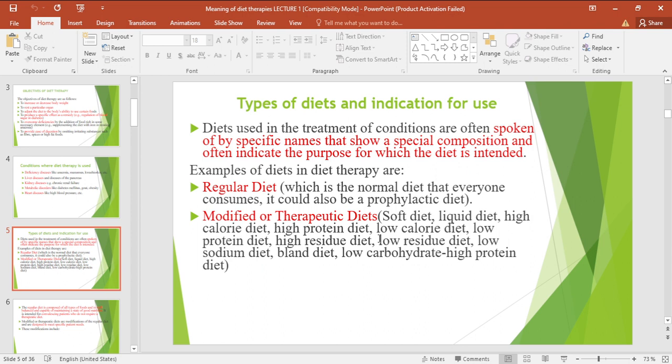And then we have the modified or therapeutic diets. These include the soft diet, the liquid diet, the high calorie diet, the high protein diet, low calorie, low protein, high residue, low sodium, bland, and then low carbohydrate and high protein diet. So we are going to look at each of these diets in detail. And these are the modified or therapeutic diets that we talk about basically in the concept of diet therapy.